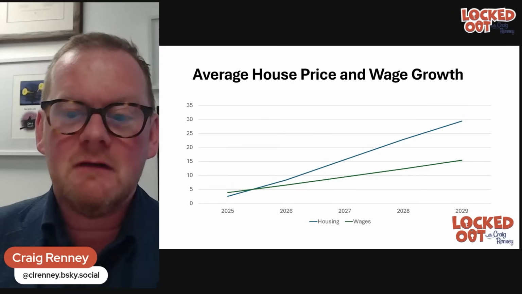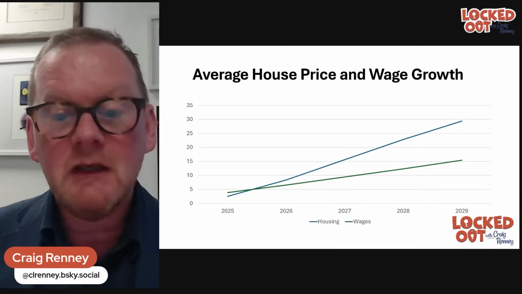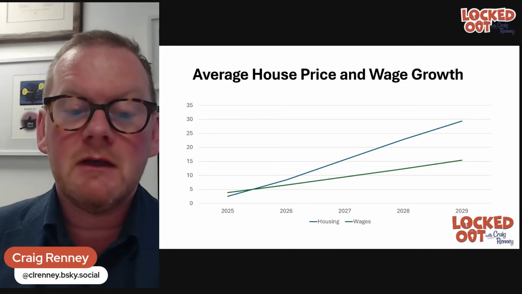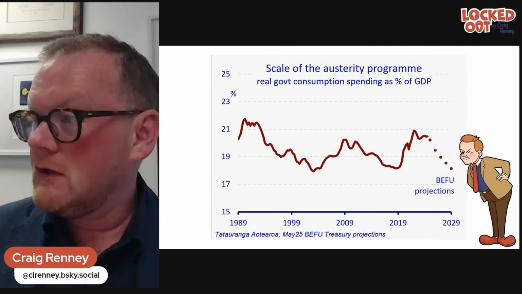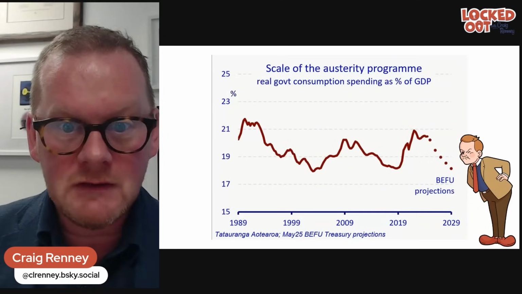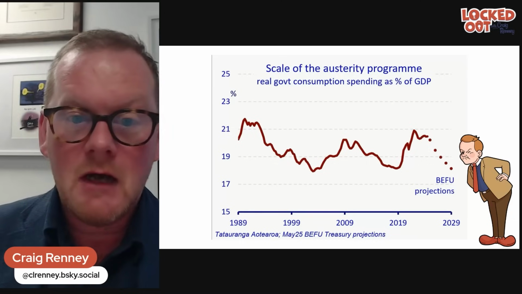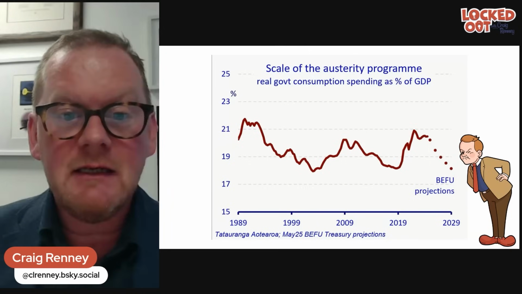What is austerity? The Oxford English Dictionary defines austerity as difficult economic conditions created by government measures to reduce public expenditure. And this chart, which has been produced by my good friend Ganesh Nana, formerly of the Productivity Commission, shows real government consumption as a percentage of GDP. And the chart goes back all the way to 1989.